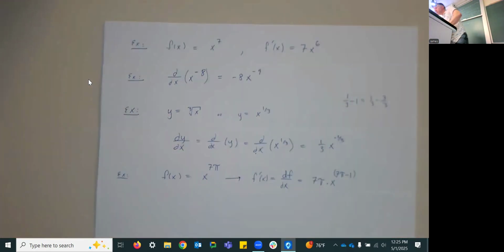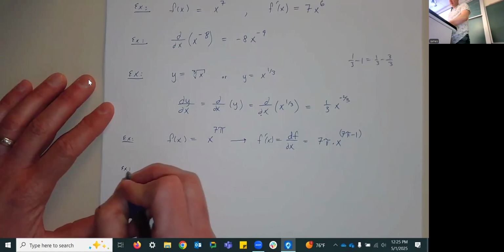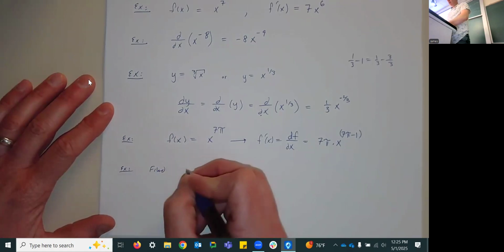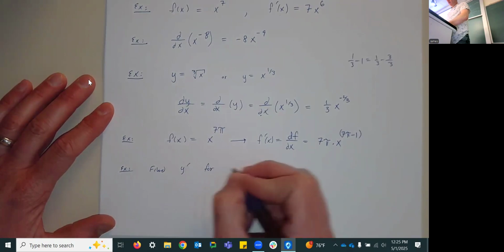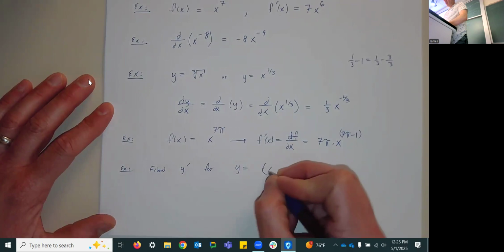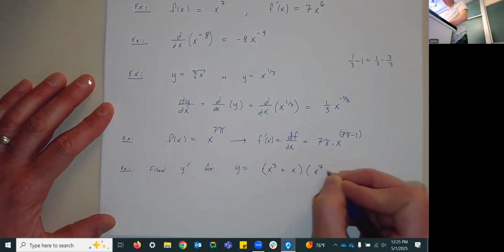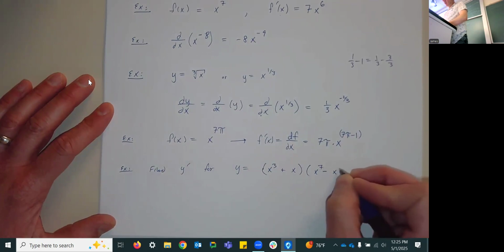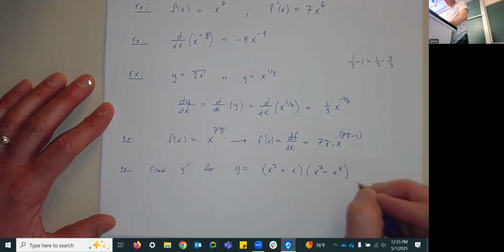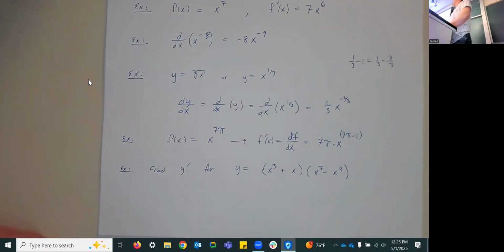Then we can start asking things like, find y prime for y equal to, sure, let's start that way, x cubed plus x times x to the 7th minus x to the 4th. Sure, that's fine. You may have heard of the product rule, but we're not going to use that here because we don't need to.